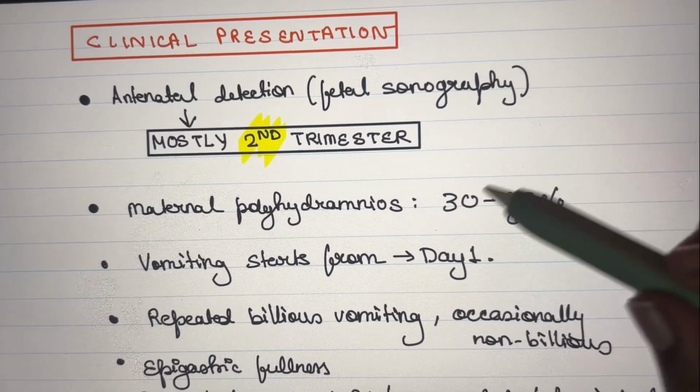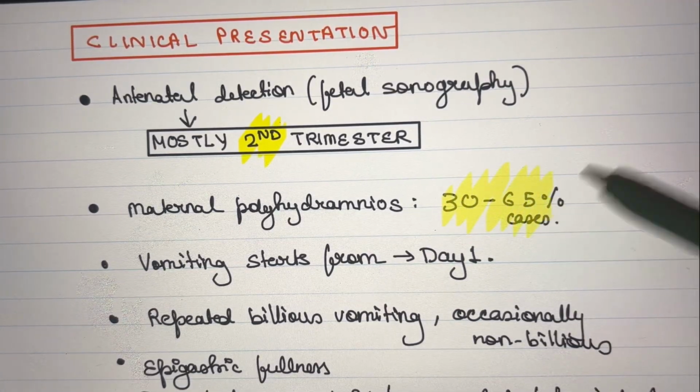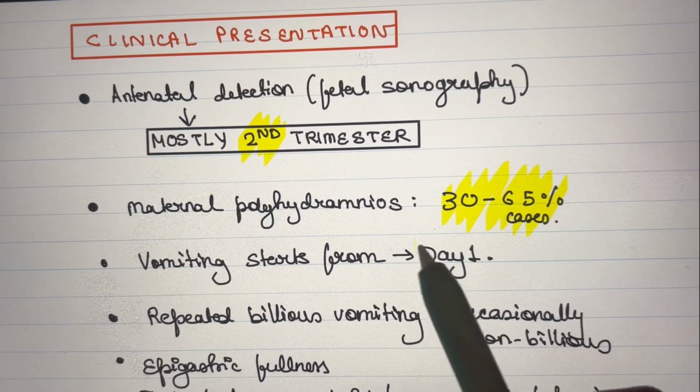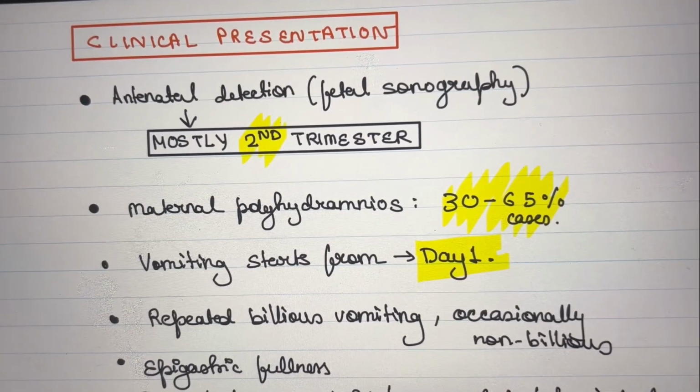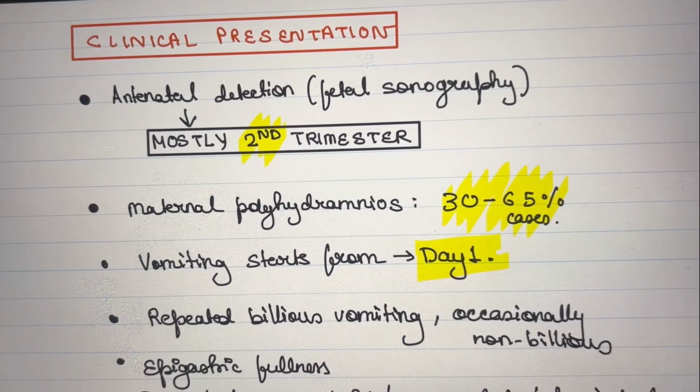Maternal polyhydramnios is present in 30 to 60% of cases, and vomiting starts from day 1. It is very, very important. From the first time the child feeds, the vomiting will occur, because in congenital hypertrophic pyloric stenosis, which is changed to infantile hypertrophic pyloric stenosis, I will give the link of that video in my description because it is important to know. In infantile hypertrophic pyloric stenosis, the atresia is not congenitally present. It develops later on in the pylorus. But in cases of duodenal atresia, it is present from birth only. Therefore, there will be vomiting from day 1.